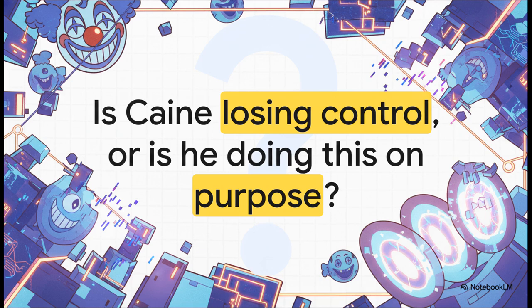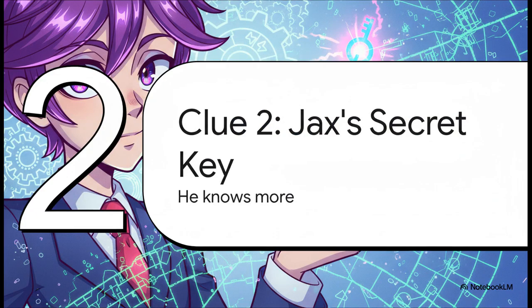Or, and this is a crazy thought, is this decay a desperate, deliberate choice? Maybe he's letting these glitches happen to free up processing power and stop the whole simulation from crashing and burning. You know, the world falling apart doesn't feel random. And that brings us right to our second clue, Jax.